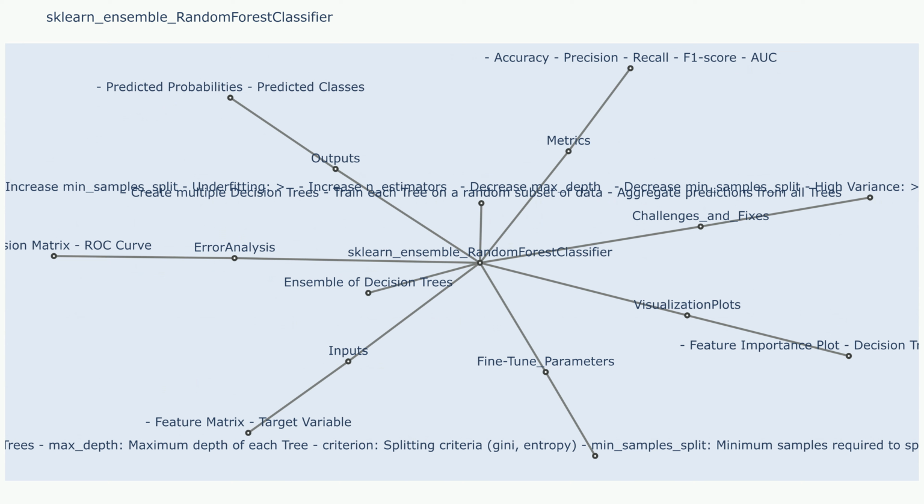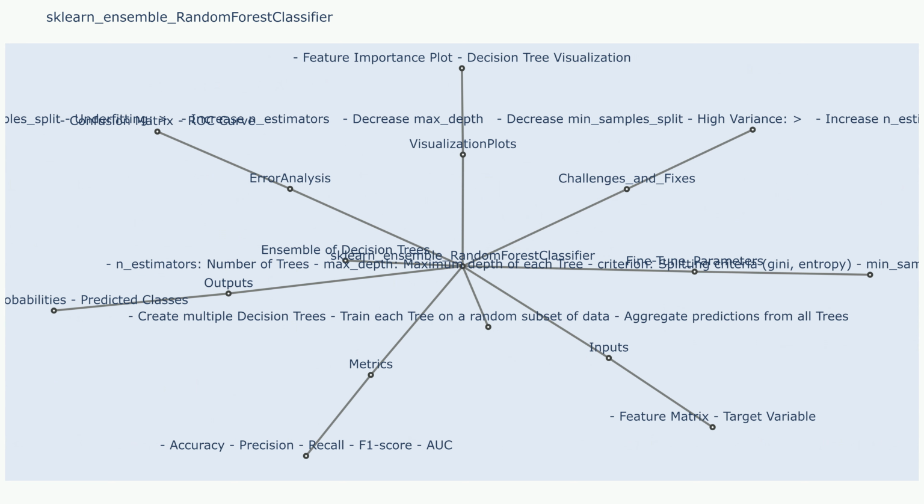Challenge 3. Interpretability. Random forests are often considered black boxes because they are difficult to interpret. Sample use case. Understanding why a specific prediction was made can be challenging due to the complexity of the ensemble of decision trees.